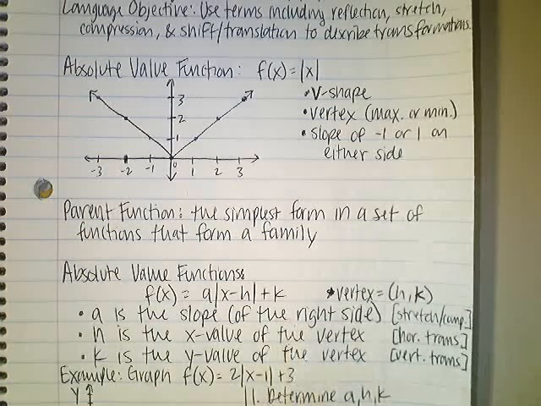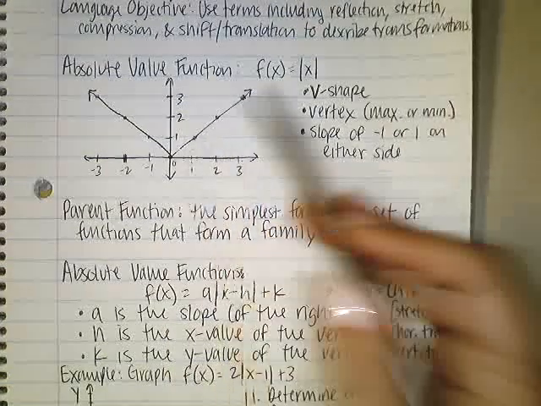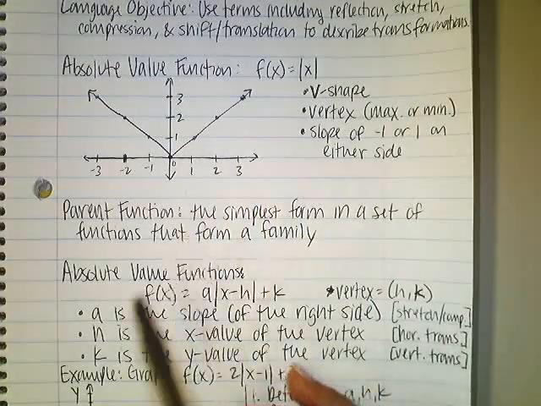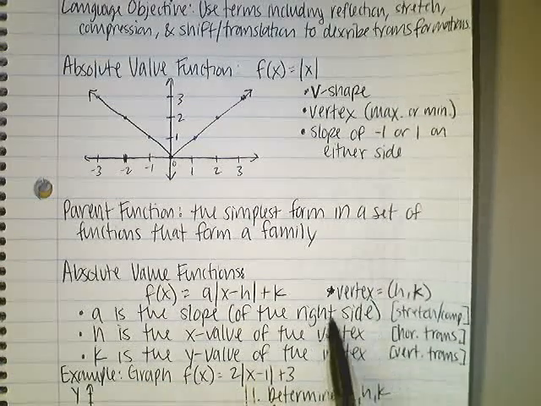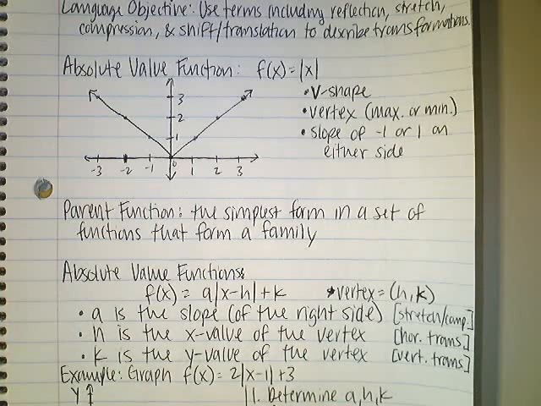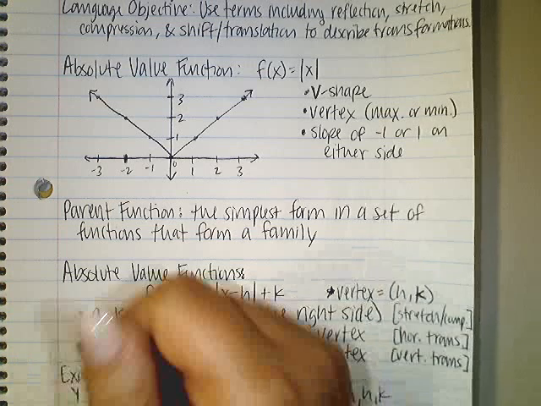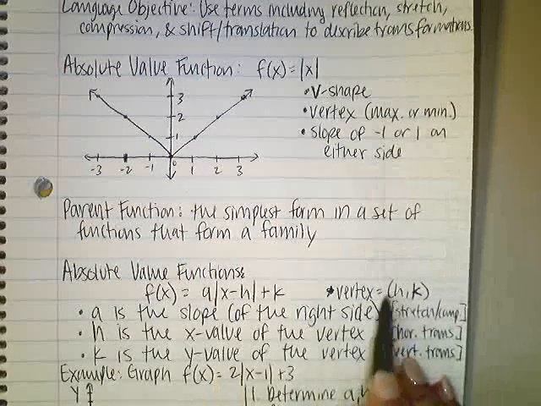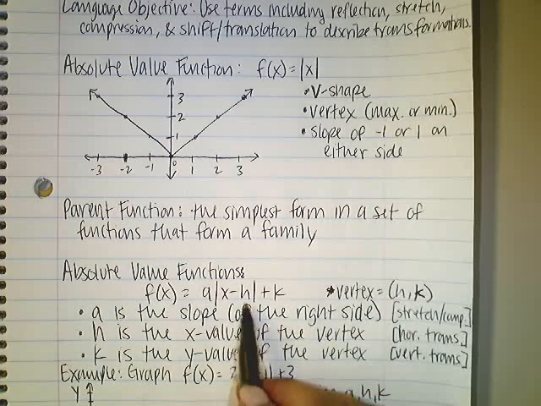A tells you the slope of the right side, so you can always count on a to tell you how to draw the right side of the graph, and then you know that you'll go the opposite way to make a V for the left side. So you can always graph the other side by just going the opposite to make a V shape. H is the x value of the vertex. K is the y value of the vertex. So our vertex is always going to be the coordinate (h, k).